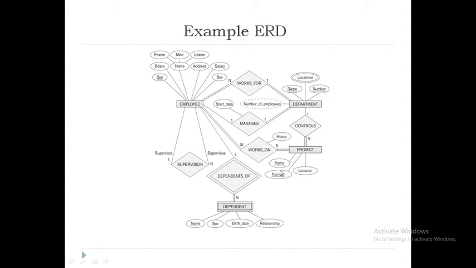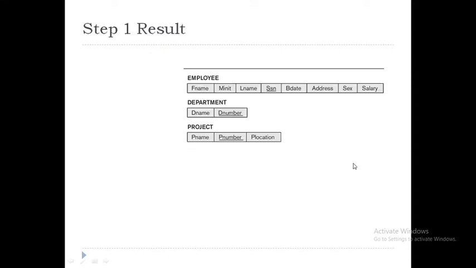Then comes project. So name, number and location. So all these are simple attributes. So you add these attributes to the project relation. Now among multiple keys, you have to select one of the key attributes as the primary key. Okay, now we'll see how to represent this in the relational representation.